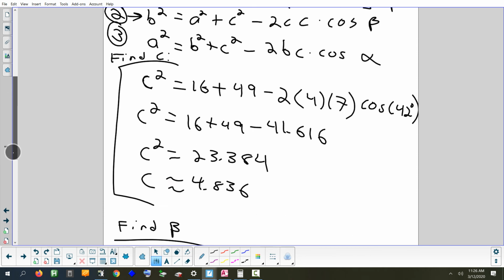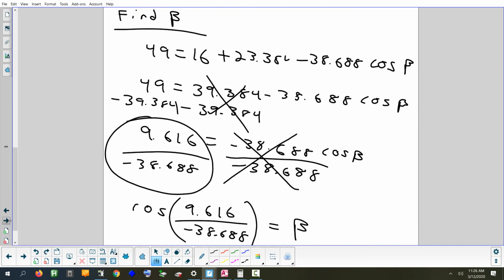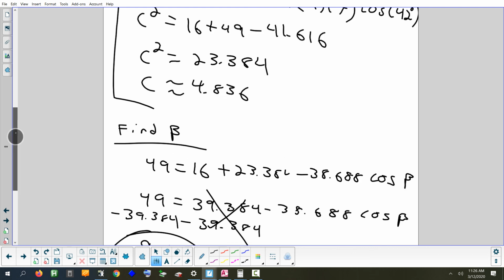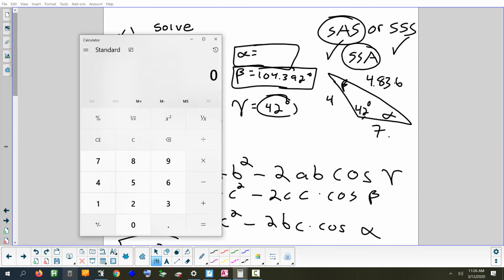Okay, any questions on steps to get beta? All right, so now we've got beta and we've got gamma. How could we get alpha? Subtract beta and gamma from 180. Yeah, just do 180 minus 42 minus 104.392. So that means alpha would be 33.608.